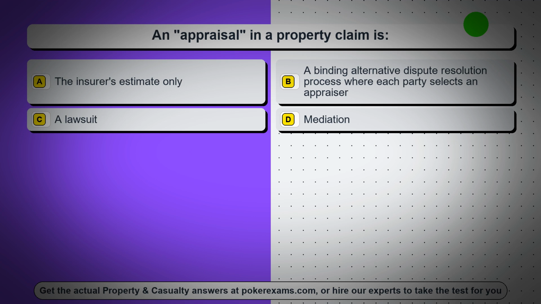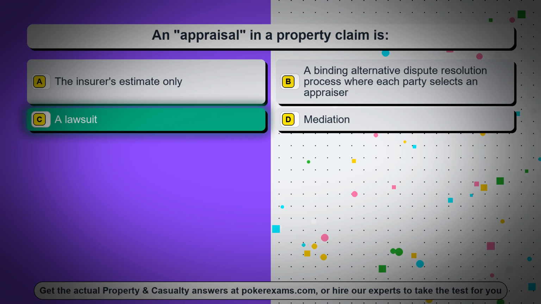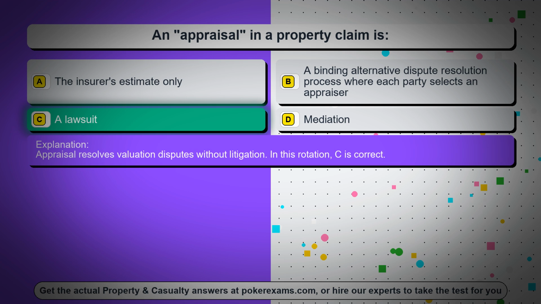Question 98. An appraisal in a property claim is: Option A, the insurer's estimate only. Option B, a binding alternative dispute resolution process where each party selects an appraiser. Option C, a lawsuit. Option D, mediation. The correct answer is option C, a lawsuit. Appraisal resolves valuation disputes without litigation. In this rotation, C is correct.